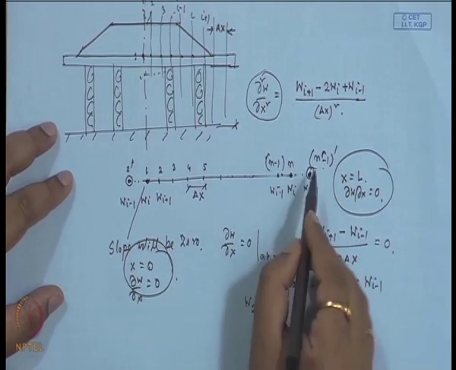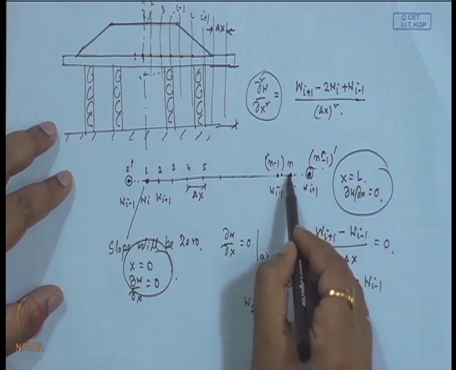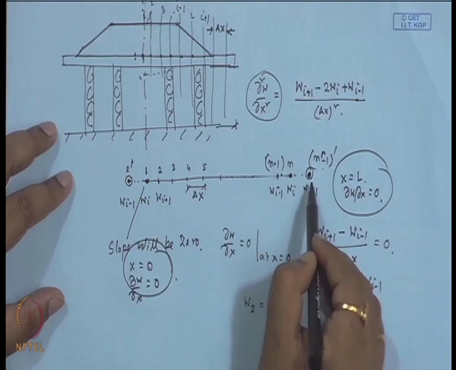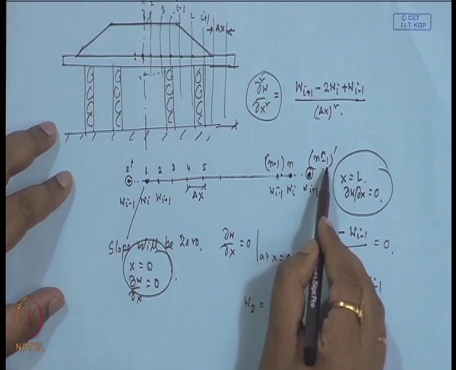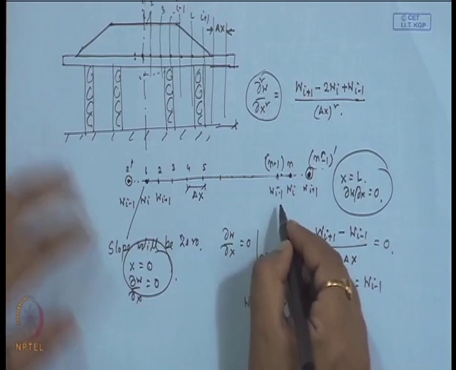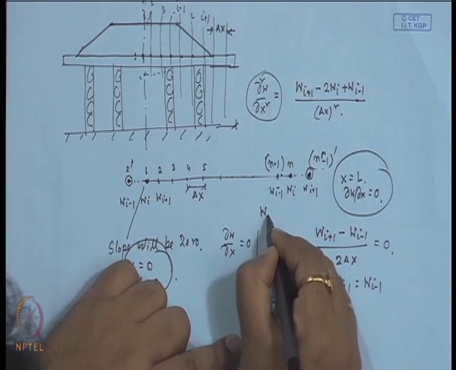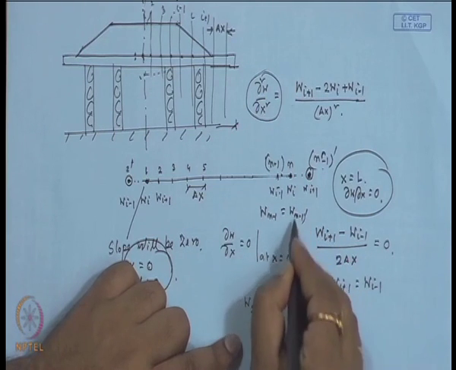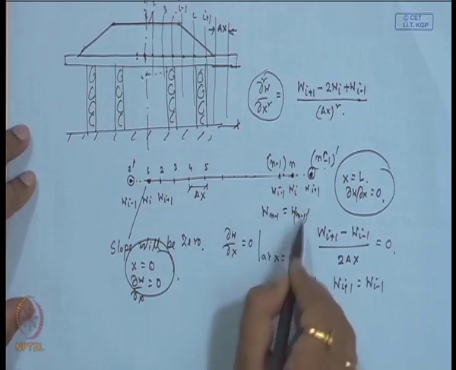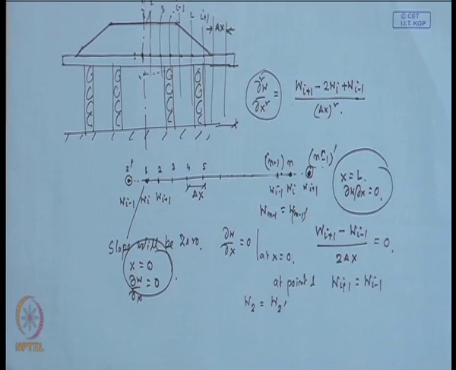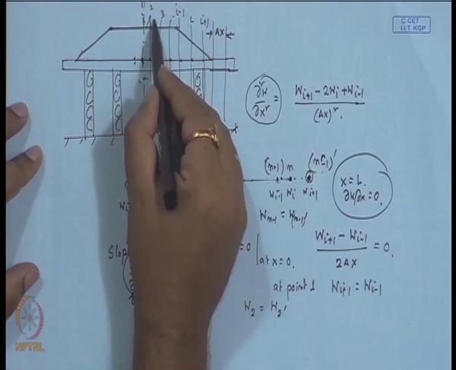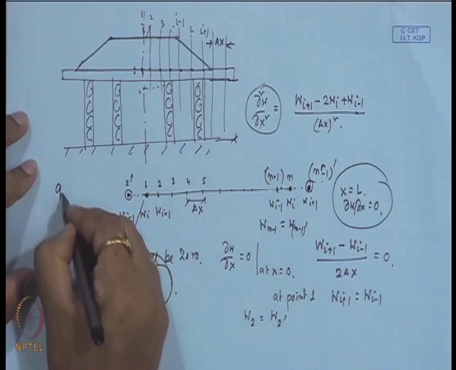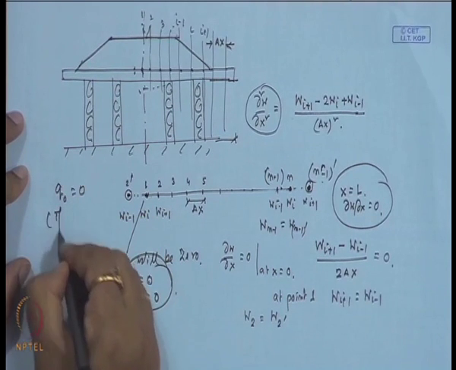Here also the slope is 0, so the settlement of node n minus 1 will be equal to the settlement of node n minus 1 dash. If we apply this, we get w(n-1) equal to w(n-1 dash). So, by using this boundary condition, we then come to the loading condition: if there is no surcharge, q dash will be 0.